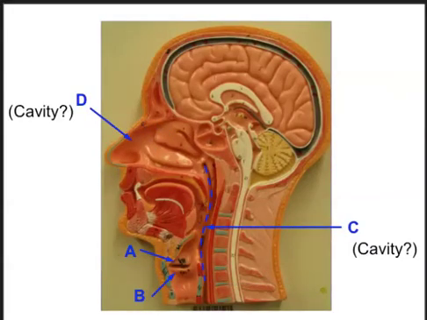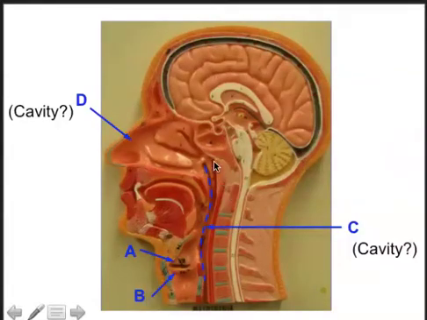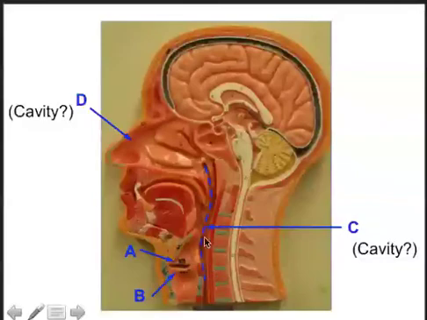Okay, now we have a look at some more landmarks on the sagittal head model. D again is pointing to the nasal cavity. B is pointing to the true vocal folds or your vocal cords indicated here. C is pointing to the pharynx. Now the pharynx has three regions. The nasopharynx, which is behind the nose, the oropharynx behind the mouth, and the laryngopharynx behind the larynx.